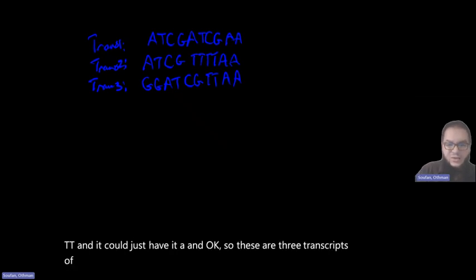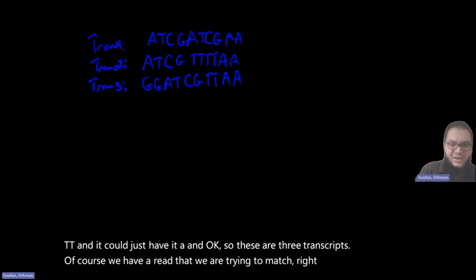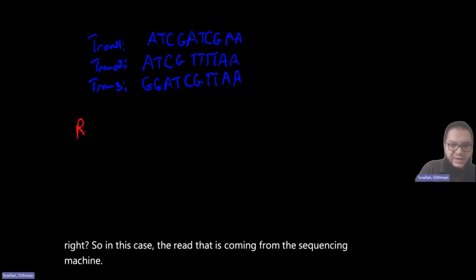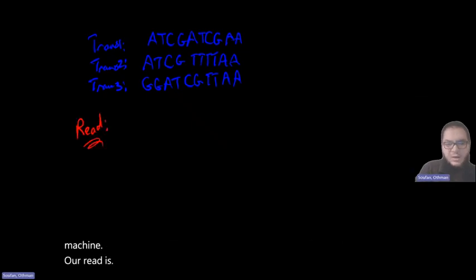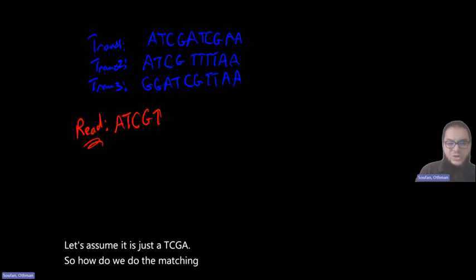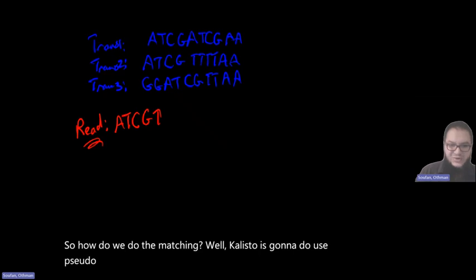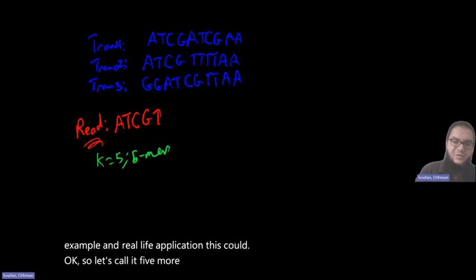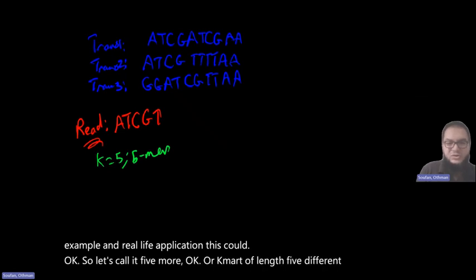Of course, we have a read that we are trying to match, right? So in this case, the read that is coming from the sequencing machine, let's assume it is just ATCGA. So how do we do the matching? Well, Kallisto is going to use pseudo alignments. Okay, so given a k-mer size of 5, which is an example, in real life applications this could be larger, or k-mer of length 5, different ways to read this.